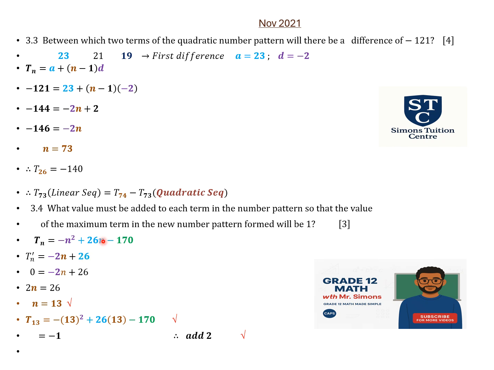Anything to the power 0 is 1. The first difference of a constant term equals 0. So I have minus 2n plus 26. If I take 2n across, it becomes positive 2n equals 26. 26 divided by 2, n equals 13. So term 13 would equal minus 13 squared plus 26 times 13 minus 170, which then gives me minus 1.